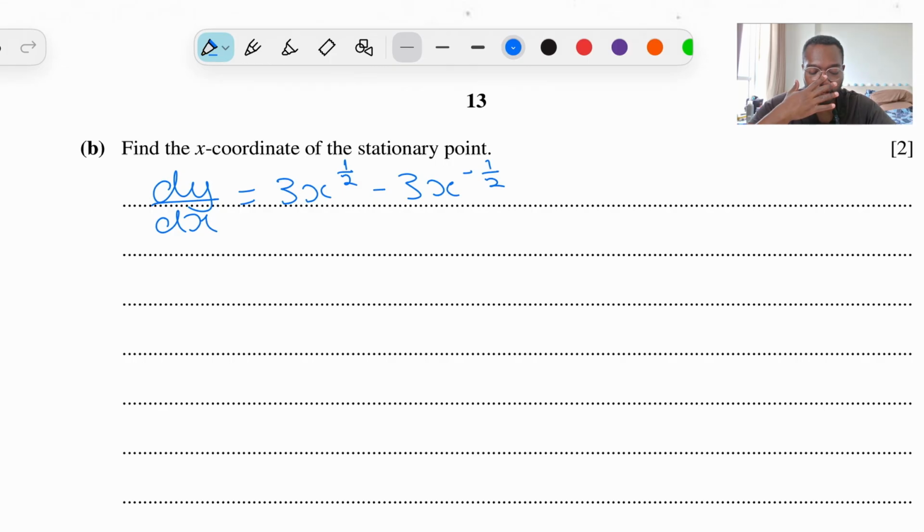So for part B, we need to find the x-coordinate of the stationary point. For this question, they give us dy over dx is 3x to the power of a half minus 3x to the power of minus half.